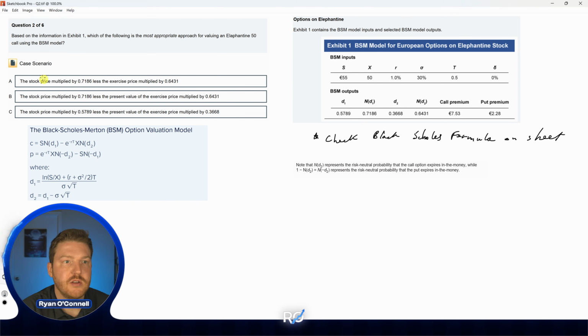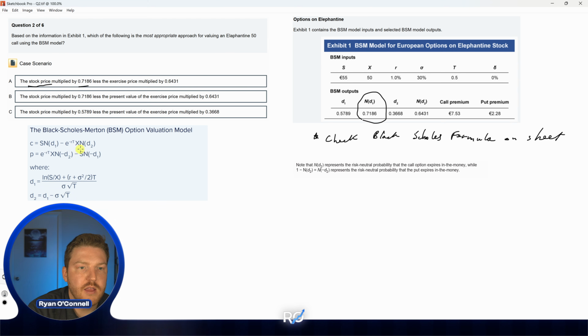So in this question, we're asked, based on the information in Exhibit 1, which of the following is the most appropriate approach for valuing a 50 call using the Black-Scholes model? So we have our formula that we can see here that we're really interested in using. The stock price is going to be multiplied by ND1. So we can see here, ND1 is this value. And then we see the exercise price is going to be multiplied by 0.6431, that ND2 there.